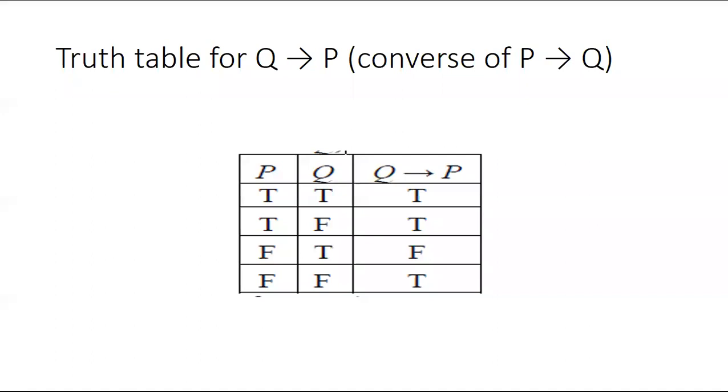True, false is false. Remaining all other conditions are true. Am I right? Now look here. Here Q, first you are going to take Q, then P. Q value is true, P value is true: true, true is true. Q value is false, P value is true: false, true is true.